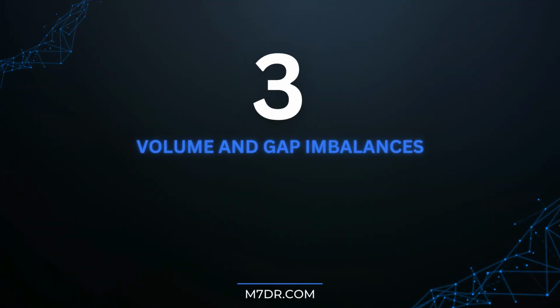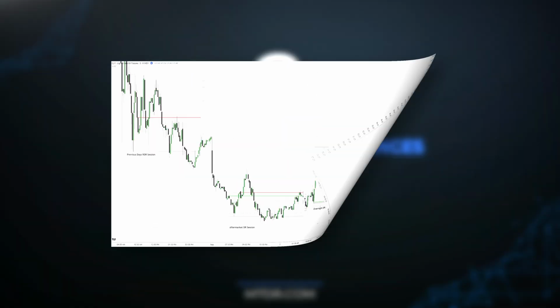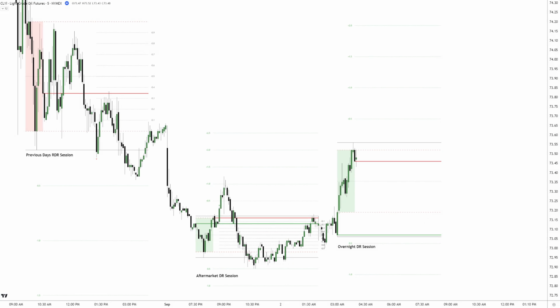Step 3. Mark out volume and gap imbalances. Step 3 is to check for volume and gap imbalances that align with the current defining range. These levels can support a trade idea and help anticipate retracements or act as barriers for price. First, we have a daily gap imbalance created before the aftermarket DR session, which could influence price action if revisited.